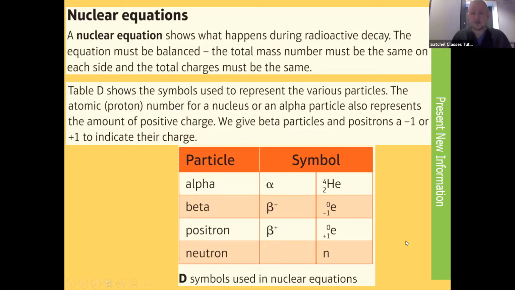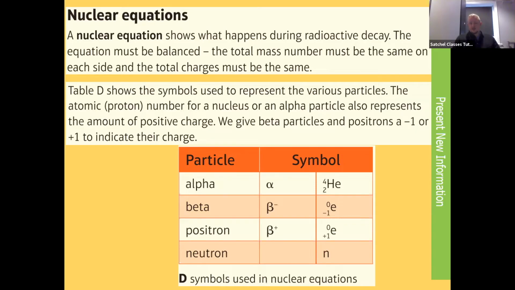Just move that out of the way. And we've got the symbols and the particles for various subatomic particles. The atomic or proton number for a nucleus or an alpha particle also presents the amount of positive charge. We give beta particles and positrons a -1 or a +1 to indicate the charge.